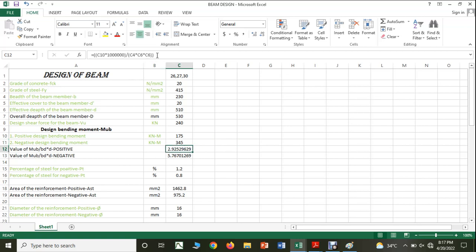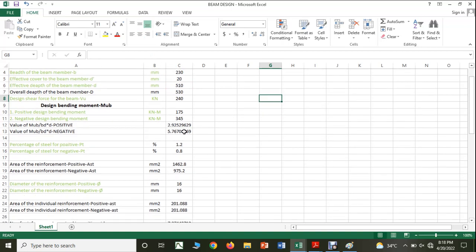So therefore by looking into this, based on Mu by bd square value, we are going to get the value of Mu by bd square for the positive, and we are going to get it for the negative as well. So once you get the value of Mu by bd square for the positive and negative bending moment, from this, by obtaining the value of pt, get the percentage of steel required.